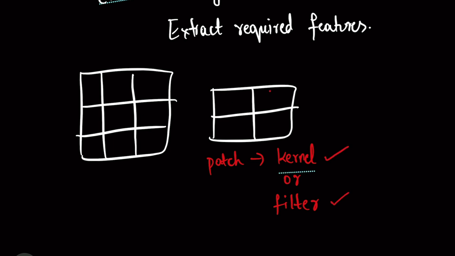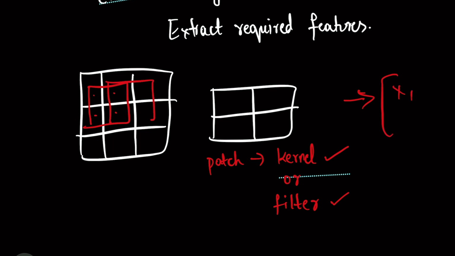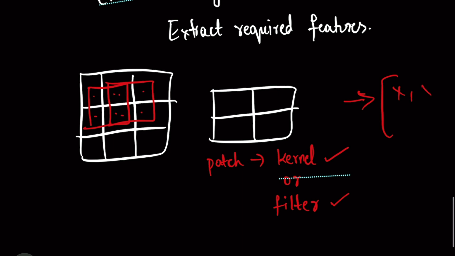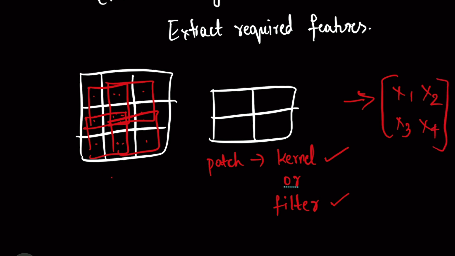So assume this kernel, you place it here, you multiply the numbers, you get a new value x1. Then you move your kernel one step or however many steps, based on your choice. Then you multiply the next 4 values, get x2. Then you bring it down since you can't go any further towards the right. Multiply these 4 values, get x3. Move right, multiply all the 4 values, get x4. So you converted 3 by 3 into 2 by 2.